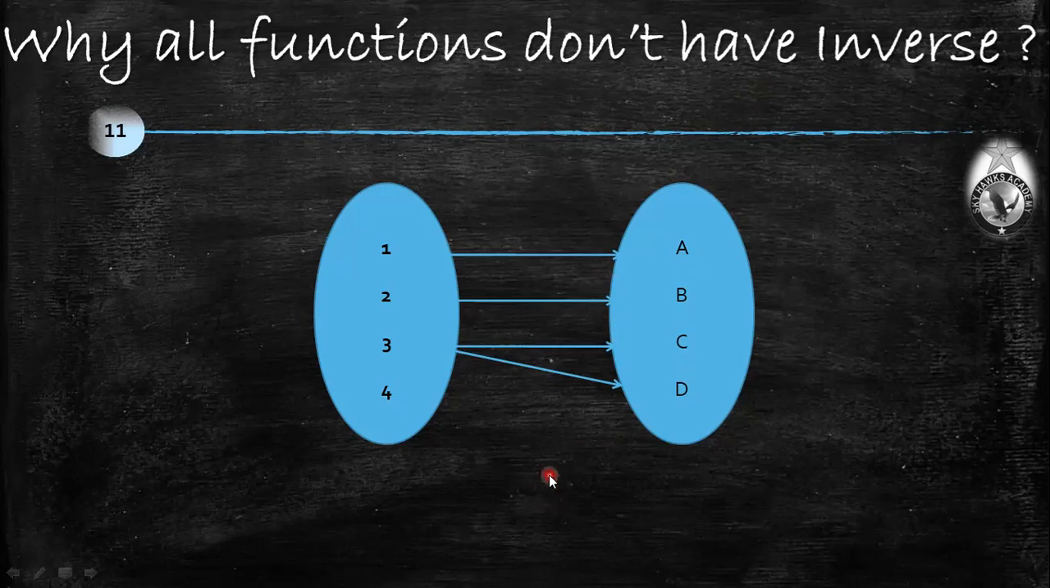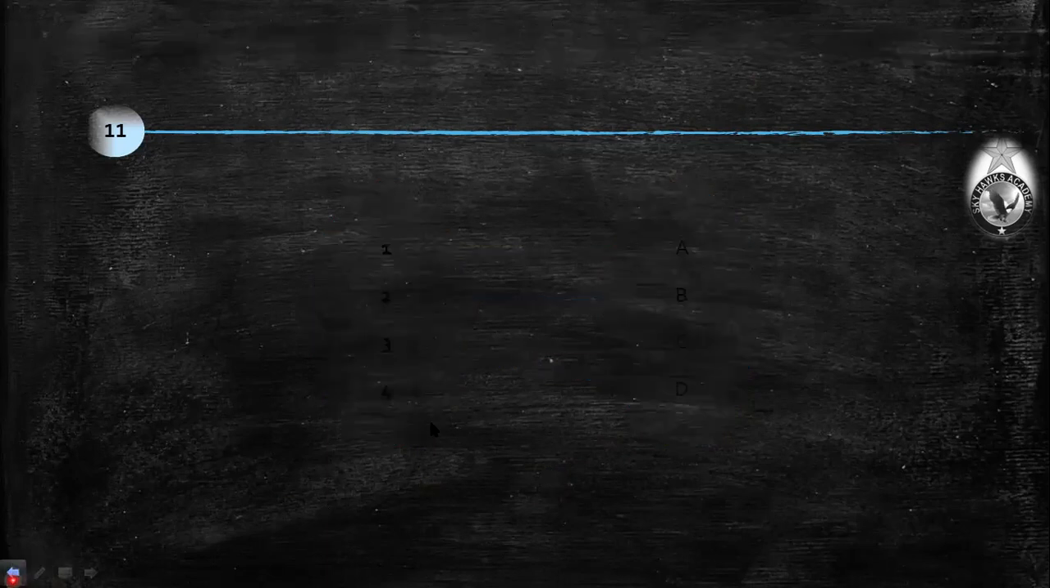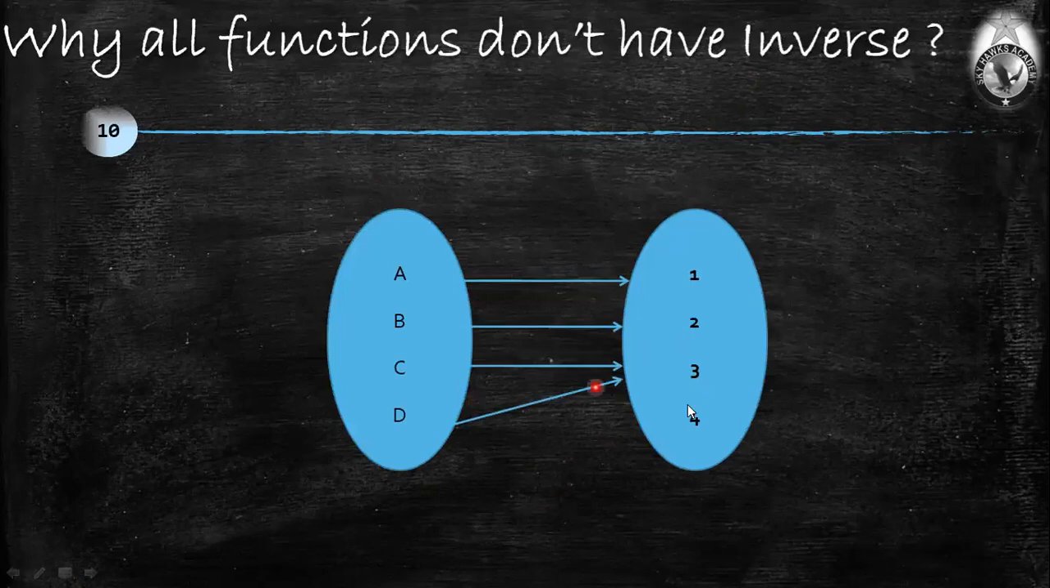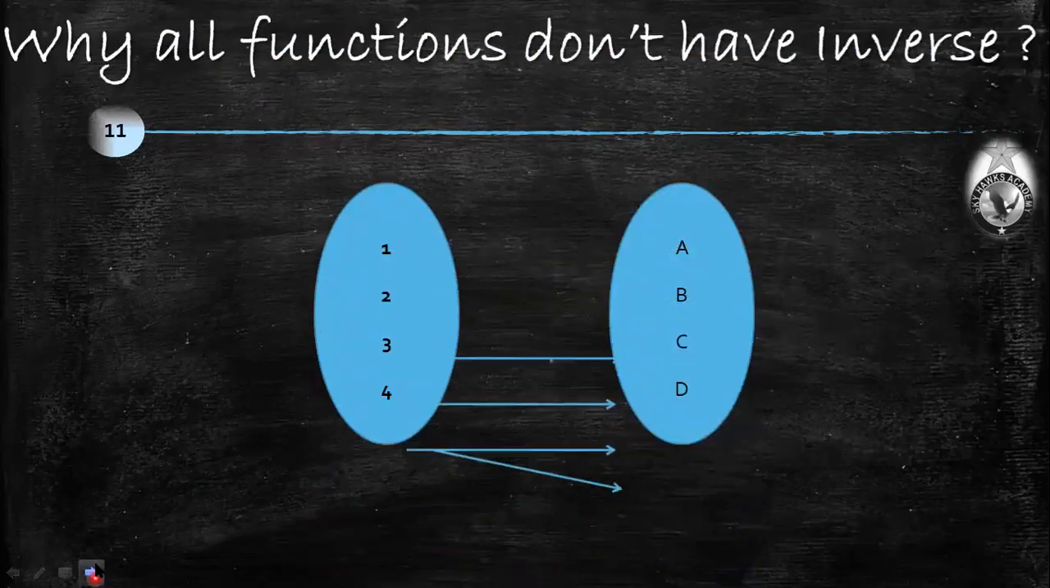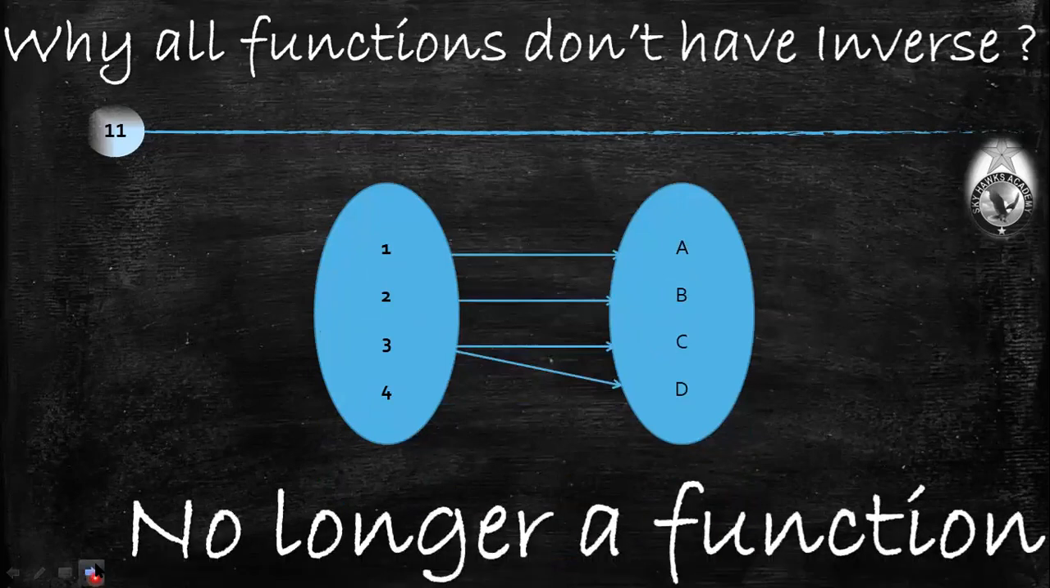In the last example, we saw that the range was not equal, if you can recall that one. Although that was a function, there is no existence of an inverse. The reason is that the range and the domain are different. And here what we have seen is that this is not a function. So no longer a function, so no question of inverse.